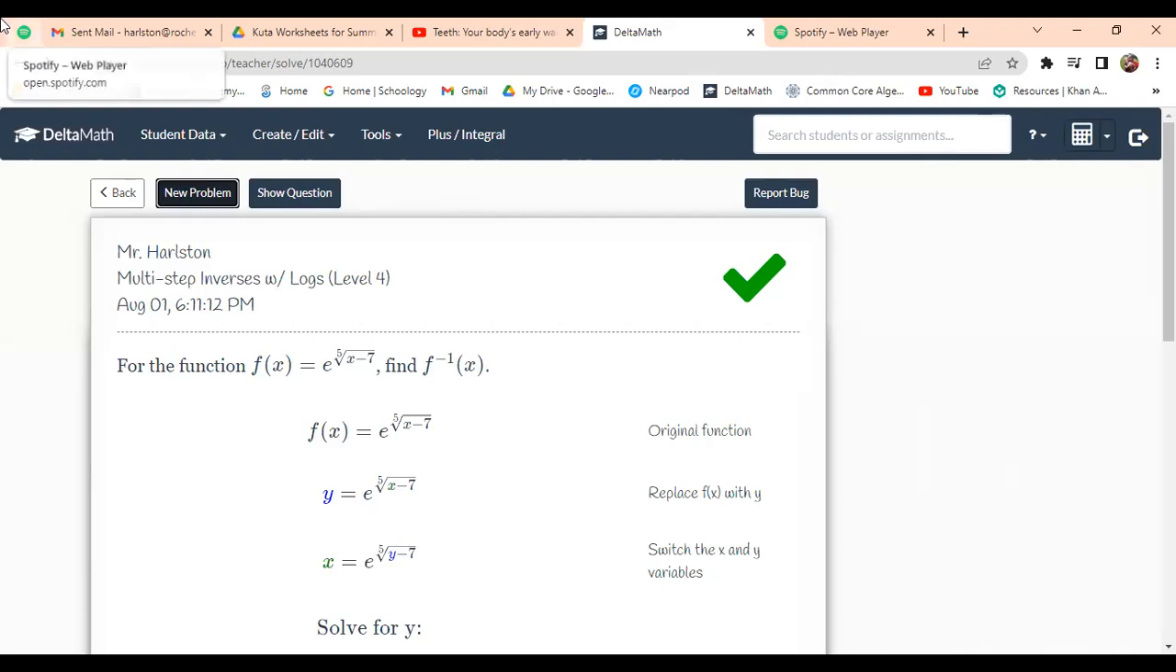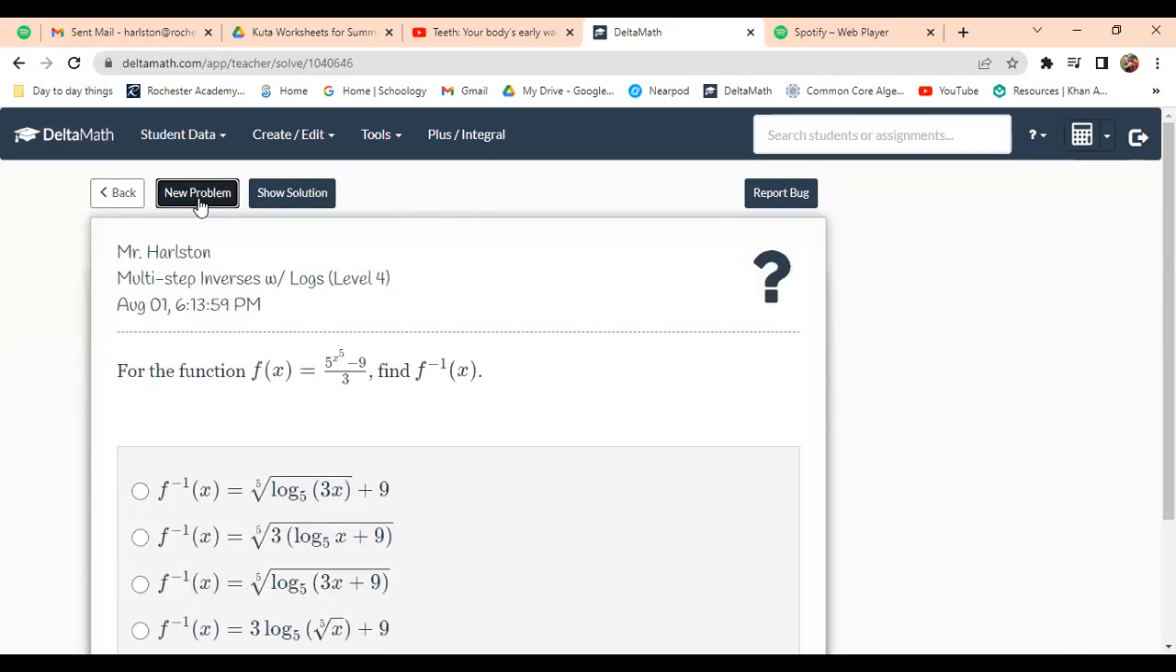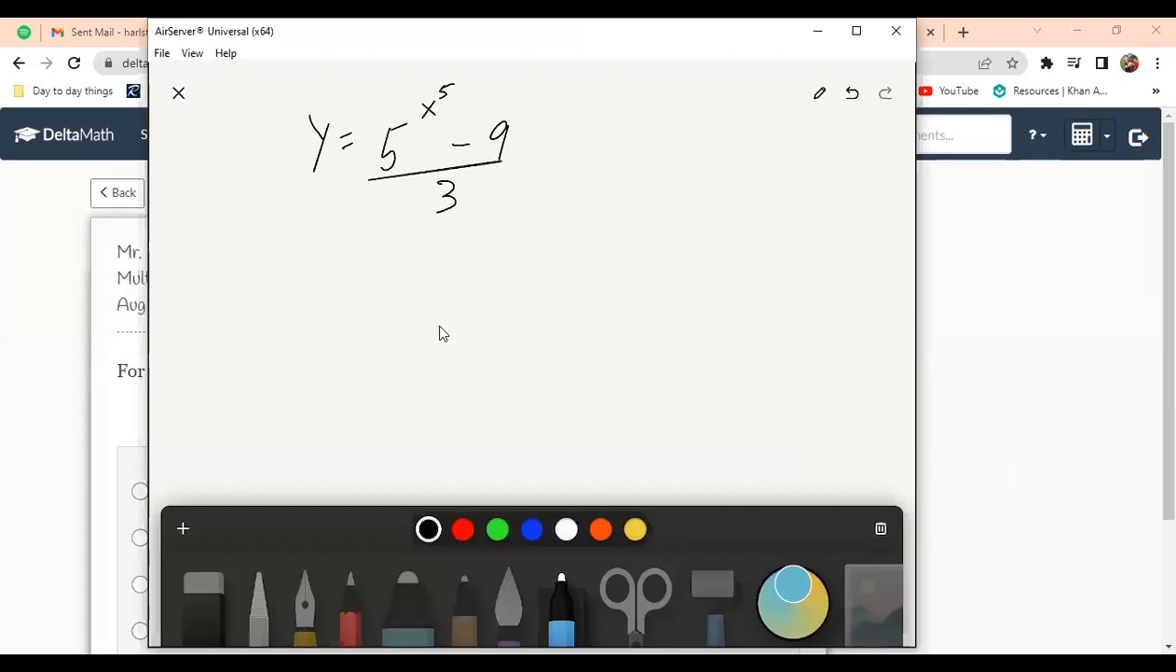And let's see, new problem. Let's see. Yep, we got a good one here. All right, so this one is f of x equals 5 to the x to the 5th power, wow, that's kind of weird, to the 9th over 3. So let me show my iPad. All right, so stop the video, try it yourself, come back, compare your notes. All right, let's go.